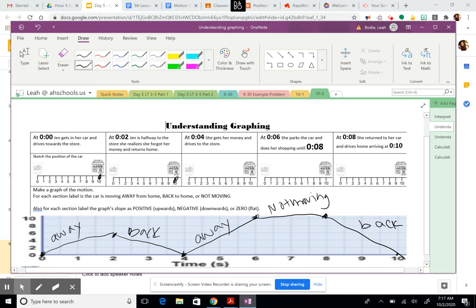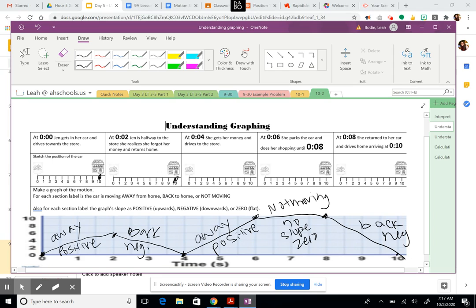We can also note which slopes are positive, negative, or 0. So here we know we have a positive slope, so we are going away from home. Our next segment, we have a negative slope because we're moving towards home. We're moving away from home again, so we have a positive slope. Here our line is straight, so we have no slope, so 0. And then we end with our negative slope on our way home.